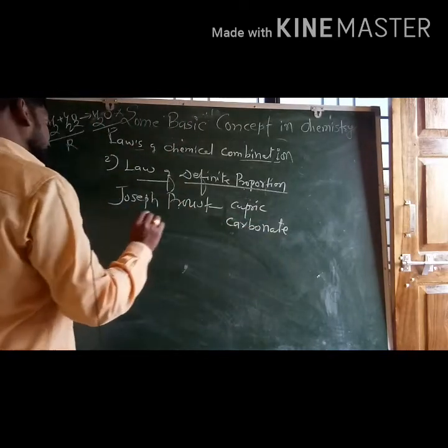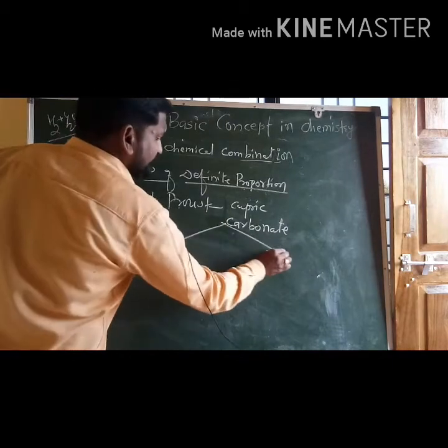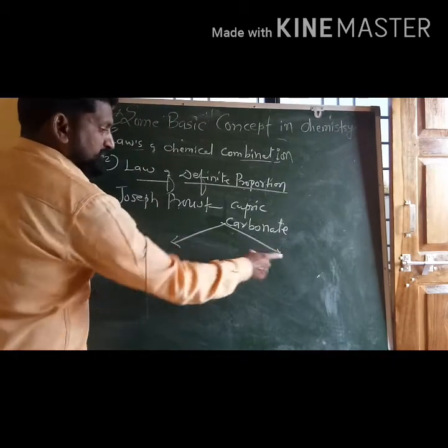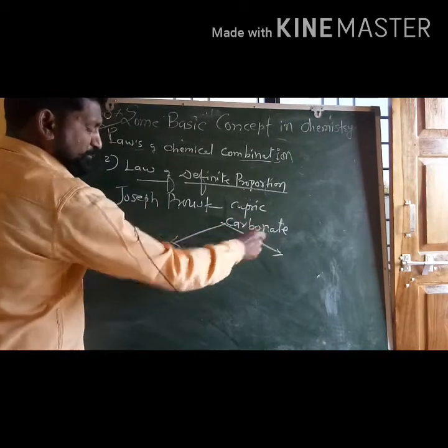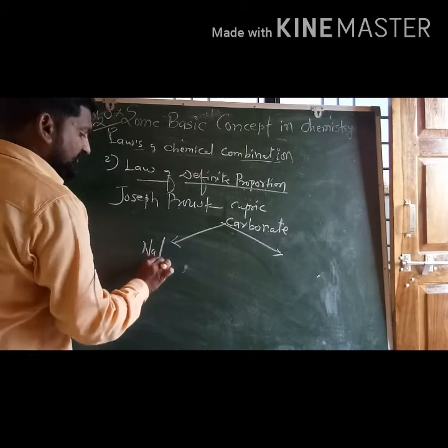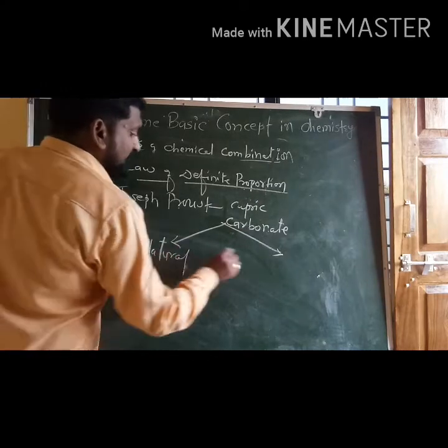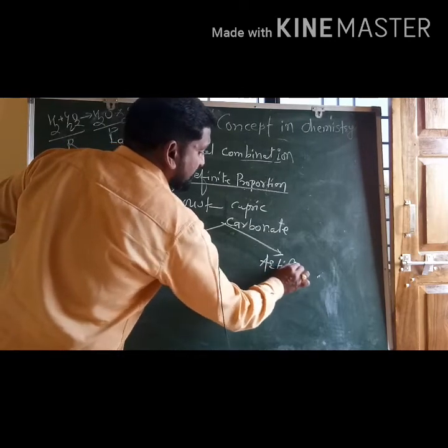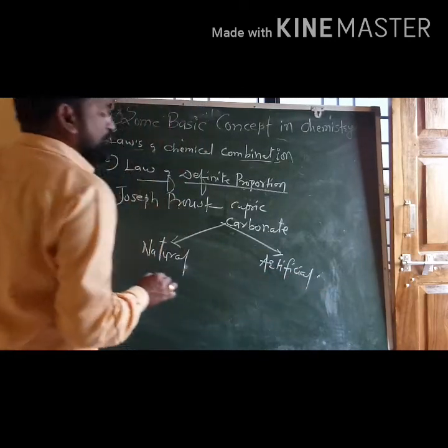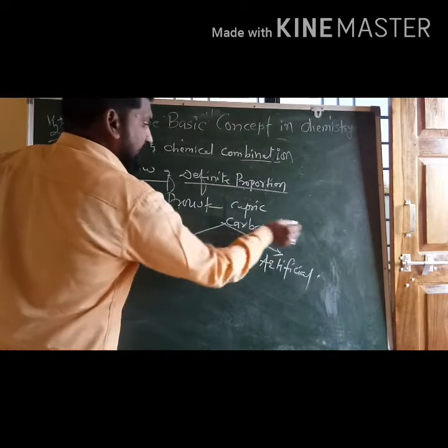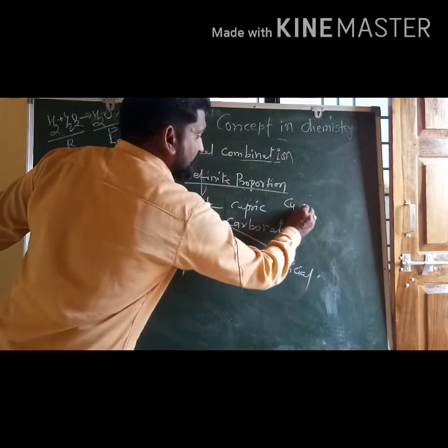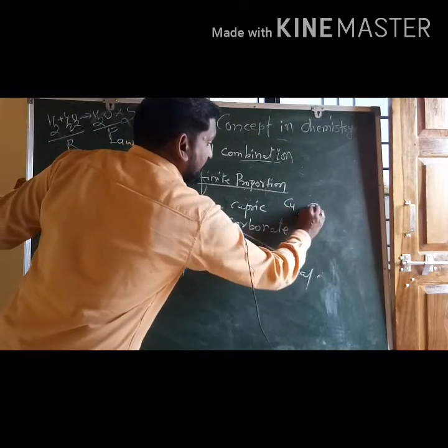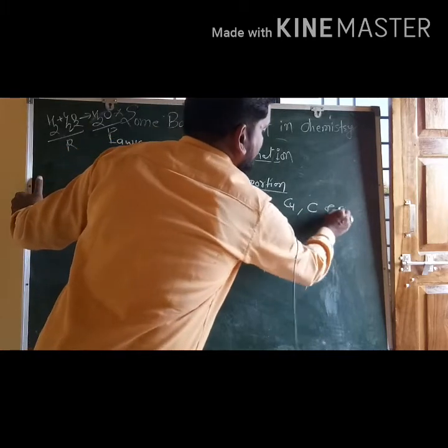Okay, so out of the two samples, both samples were of cupric carbonate. One was natural and another was artificial. Now, what is the content of the cupric carbonate? Everybody see here: copper, then carbon and oxygen.